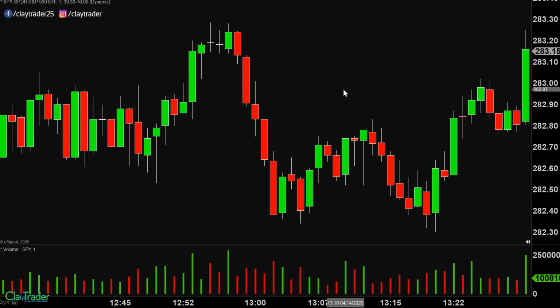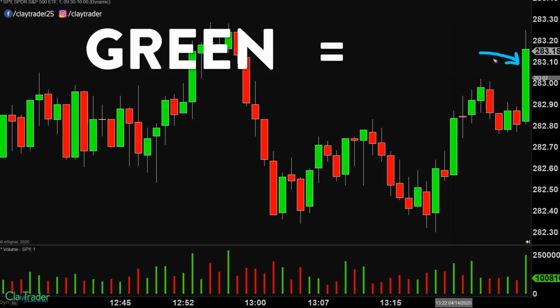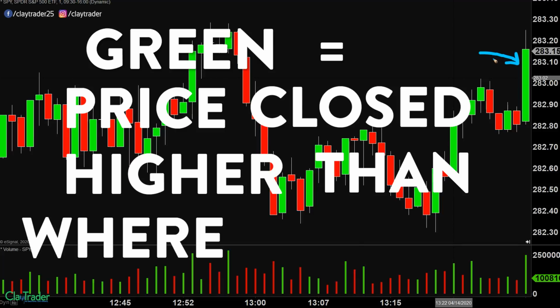Now, if you answered green, so in this situation, let's take a look at that candle right there. That is the color green. In trading terminology, that would be called a green candle. So what does that mean? Well, that means that over this 1 minute period, again, we're still looking at the SPY 1 minute, the price closed higher than where it opened. So green means the price closed higher than where it opened.